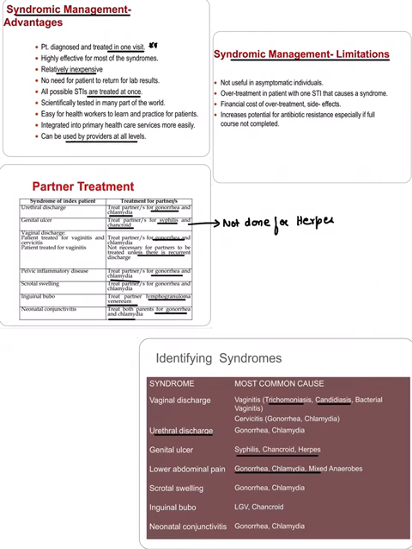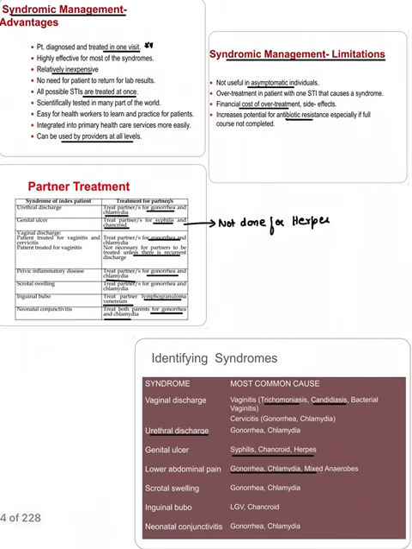But what are the limitations? If the patient is asymptomatic, you won't treat because he won't come to the doctor. There is financial cost of overtreatment, since in each kit there are 2 to 3 drugs, and there is a chance of antibiotic resistance because the infection may be due to one organism, but we are managing it as a syndrome, so we don't know.